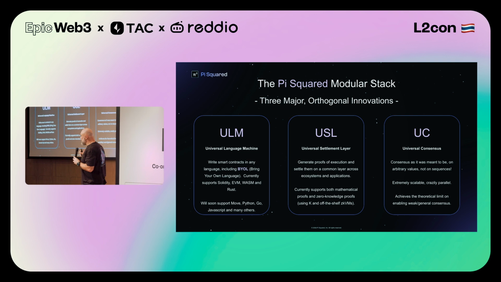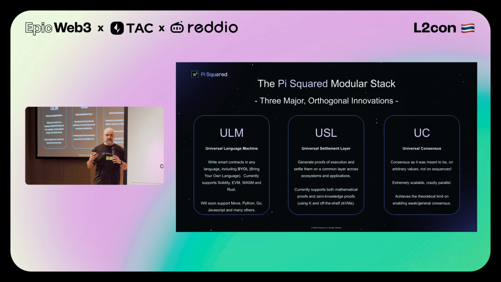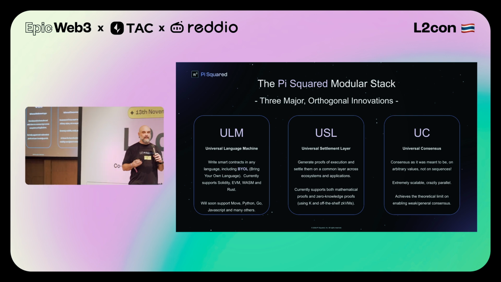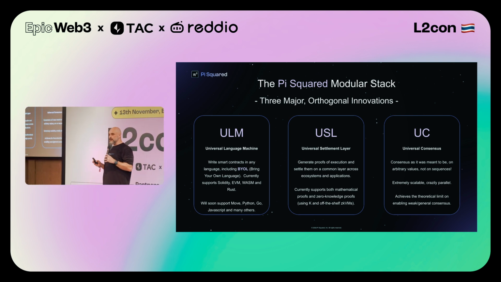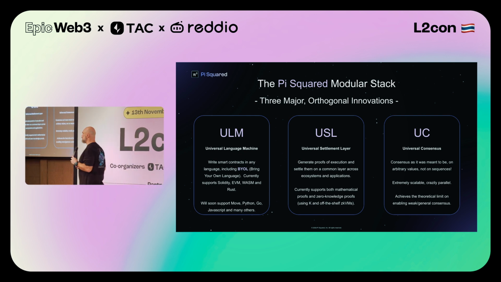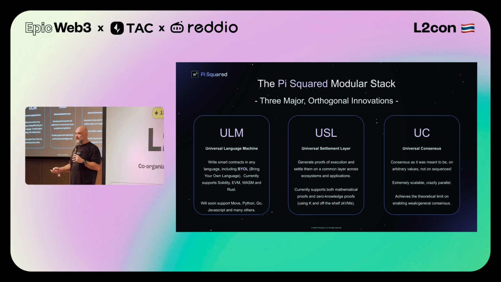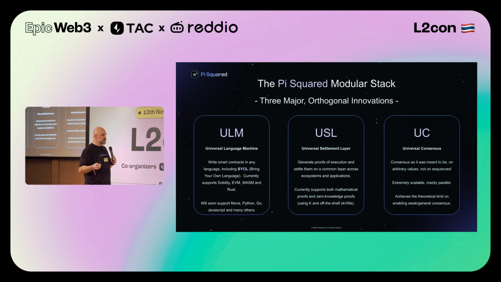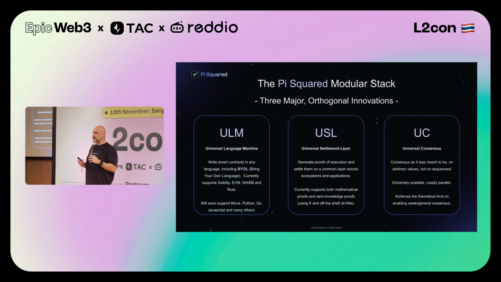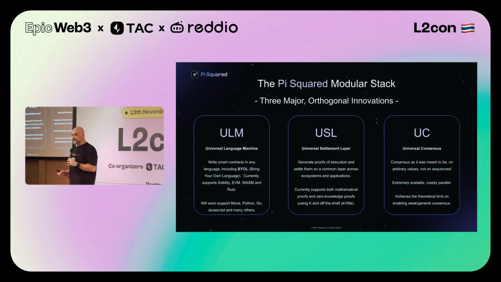So the ULM, first of all, is the universal language machine. It is what allows you to write smart contracts in any programming languages, what allows you to bring new programming languages to the blockchain, to your blockchain. The USL, Universal Settlement Layer, all the U's come from universal. The USL is what allows you to generate proofs and to settle claims once and for all in any language, in particular executions of programs in any languages.